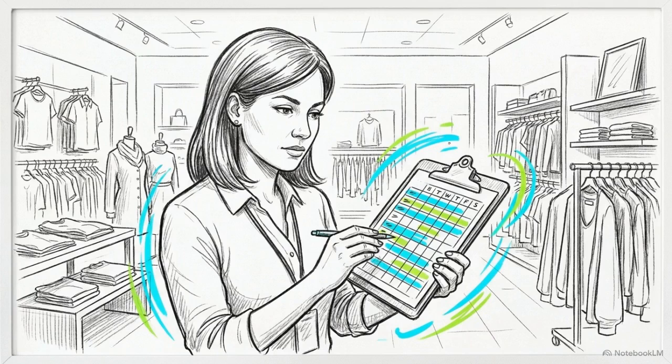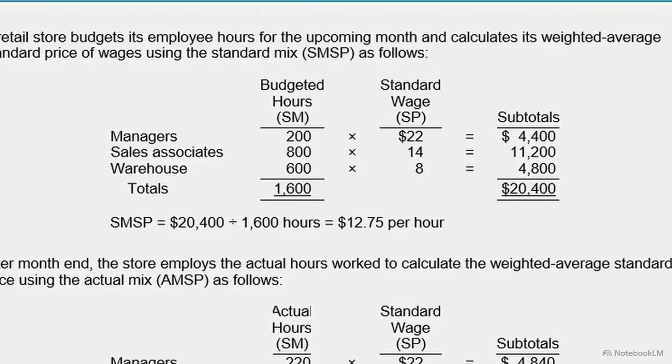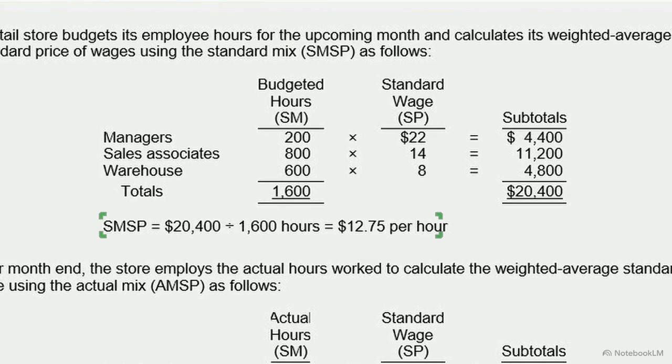To set a baseline, management establishes an expected mix of employee hours. This table outlines the standard mix. The store plans to use 200 manager, 800 associate, and 600 warehouse hours. By dividing the total standard cost of $20,400 by 1,600 total hours, we isolate the baseline rate. The SMSP is exactly $12.75 per hour.